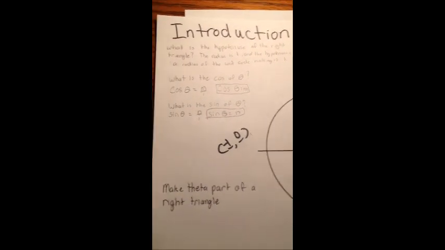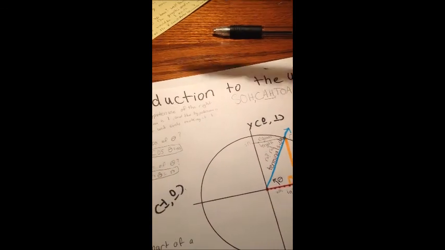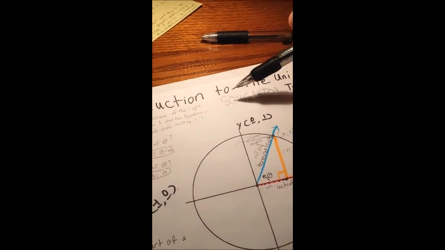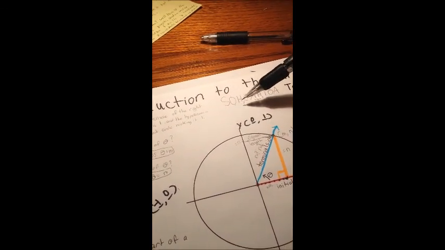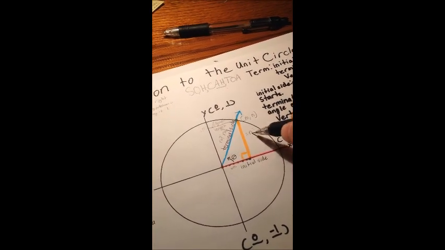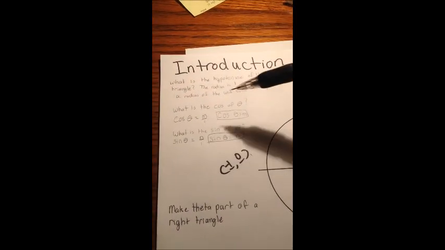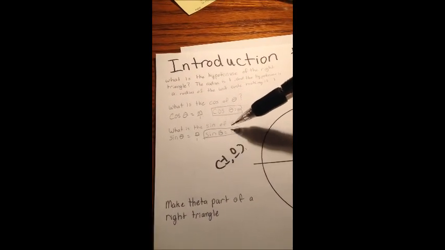Next, we will find what the sine of theta equals. Now, sine is equal to opposite over hypotenuse. So the sine of theta is equal to opposite over hypotenuse, which is n over 1. And so the sine of theta equals n.